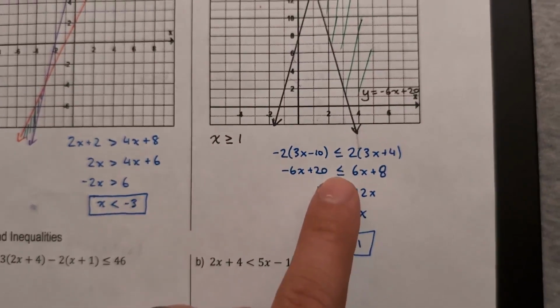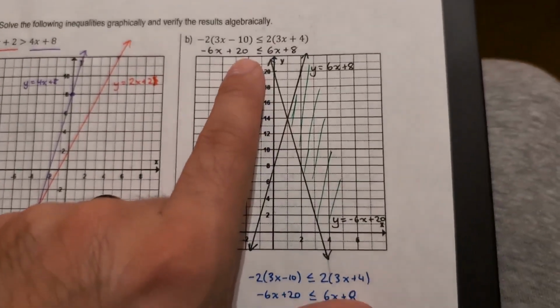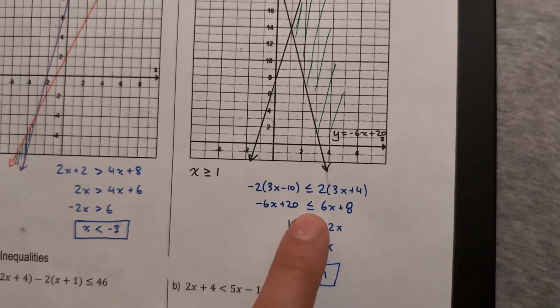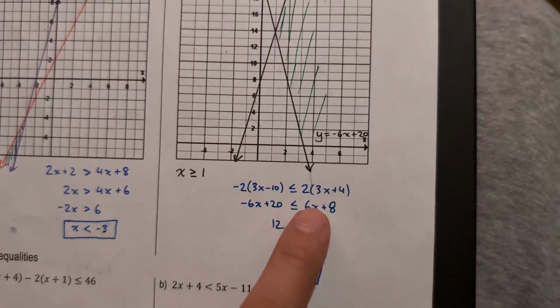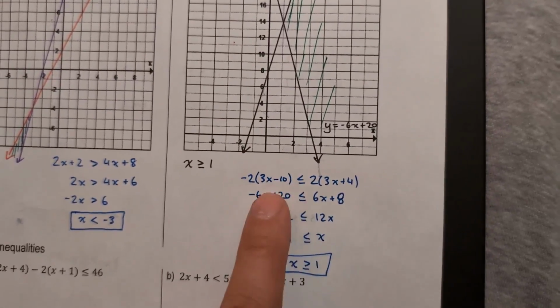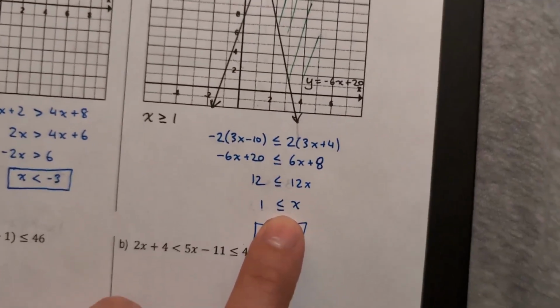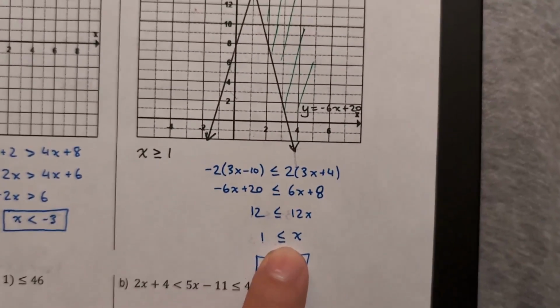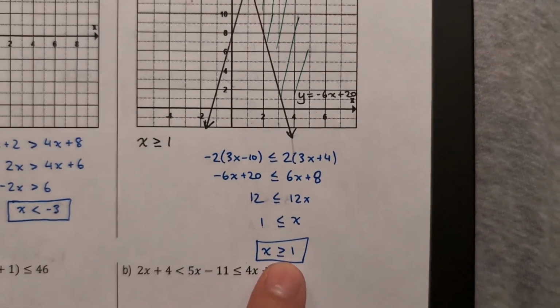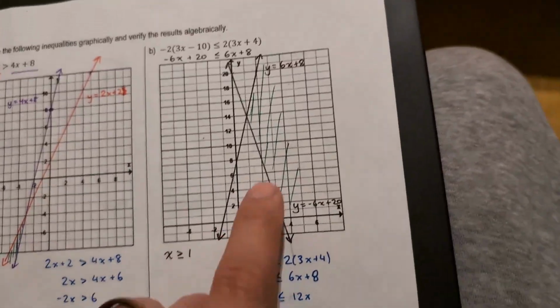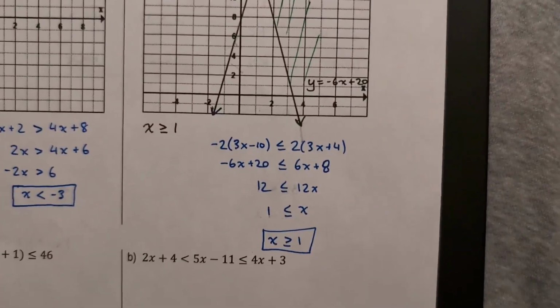So let's see algebraically if we get the same answer here. We had already done that multiplication up here, but I showed it again just so I could start off with the same original equation. Add 6x to both sides. Bring that 8 over, so subtract 8. Divide both sides by 12. And then 1 is less than or equal to x is the same as x is greater than or equal to 1. And that's exactly what we had talked about on our graph here.